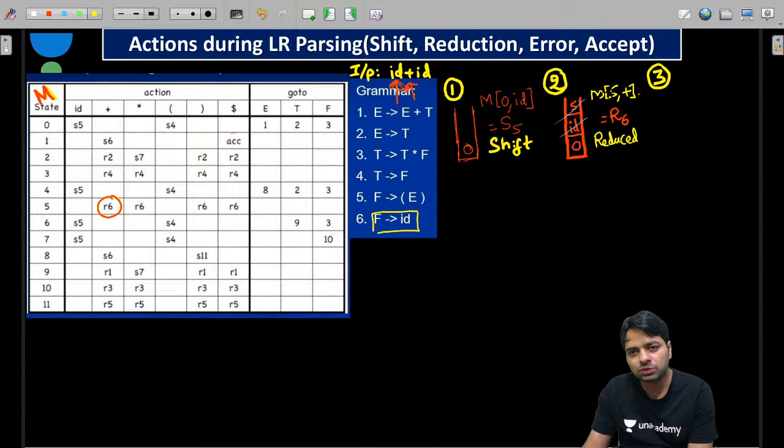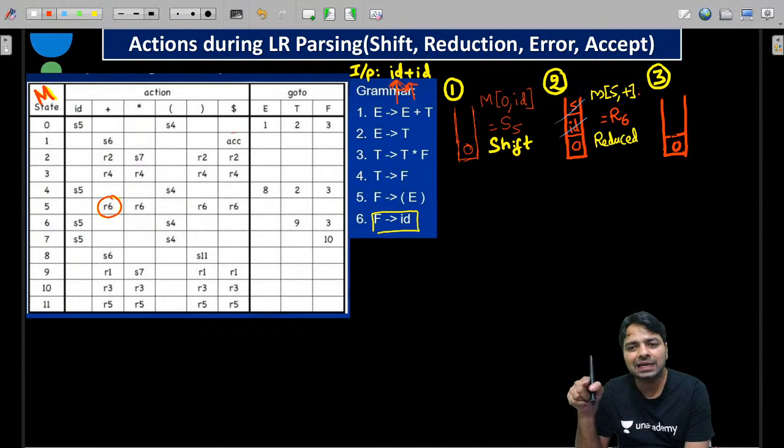I'm showing you this in parallel to understand. This may take some time, it's okay. We'll go very slowly to understand this. You have to remember the algorithm, guys: pop 2 times the ID length. So we popped it, and push LHS, that is F.